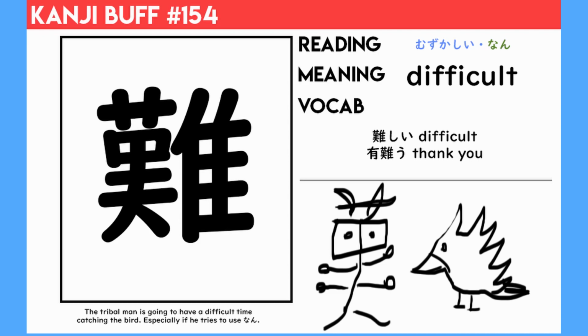So the tribal man is going to have a difficult time catching the bird, especially if he tries to use nan to catch the bird, because birds don't like nan. Okay, that's just something you gotta try and remember, I suppose. So we have 2 readings here. We have muzukashii, which is difficult, and then we have arigato, which is really cool. Gonna get into a little bit of some anecdotal stuff. So arigato means there are difficulties in life, which means that you will become grateful for those difficulties. You are thankful for difficulties because it makes life worthwhile, which is a really cool little message there. Really cool, guys. But yeah, that's super simple, barely an inconvenience.